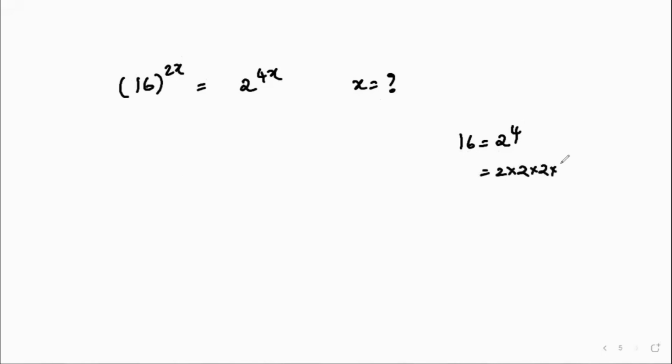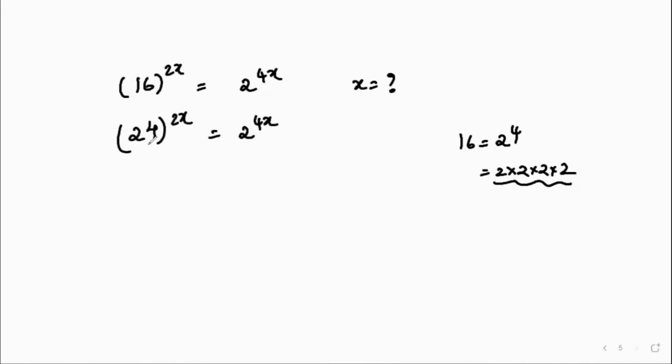Now coming to this one. Suppose you are having 16 to the power of 2x is equal to 2 power 4x. What is the value of x? Find the value of x. Okay. How to do? See, I will write the 16 as 2 power 4. Agree? Why? 2 into 2 into 2 into 2, this is equal to 16. Correct? So 2 to the power of 4 whole to the power of 2x is equal to 2 power 4x.